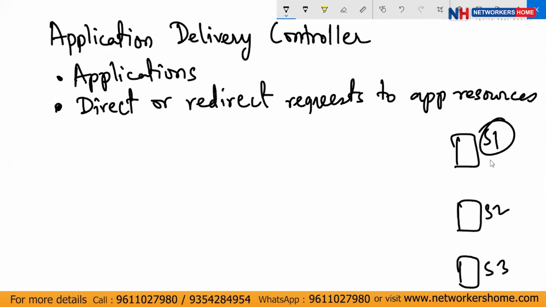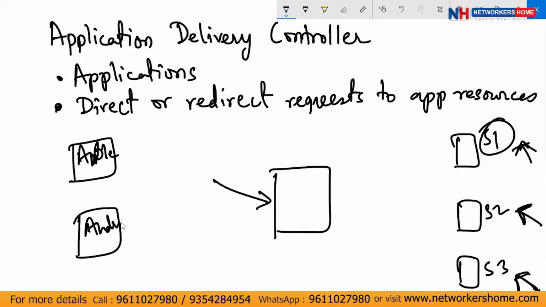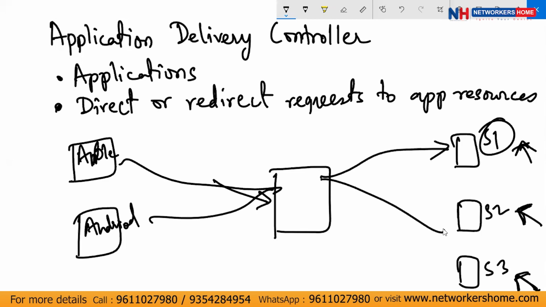So for example, let's say you have different servers. This server is optimized for Android users. This server is optimized for iPhone, Apple users. This server is for general other users. Now my requirement is that when any traffic hits my load balancer, if a user is requesting from an Apple or an Android phone, the request should be directed towards the server which is optimized for that purpose.